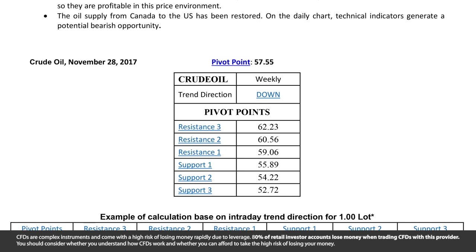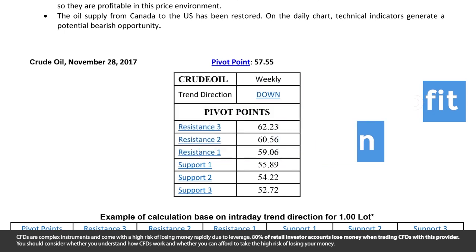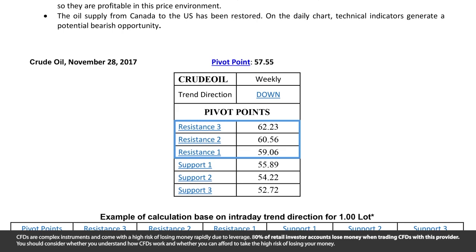As far as the resistance level is concerned, this is the opposite of a support level. It is where price tends to find resistance as it rises. This means the price is more likely to bounce off this level rather than break through it. But once the price has breached this level, it will tend to continue rising until meeting another resistance level. We suggest that you use the take profit or stop loss options at this level. The resistance line is a line on the upper part of the price range.